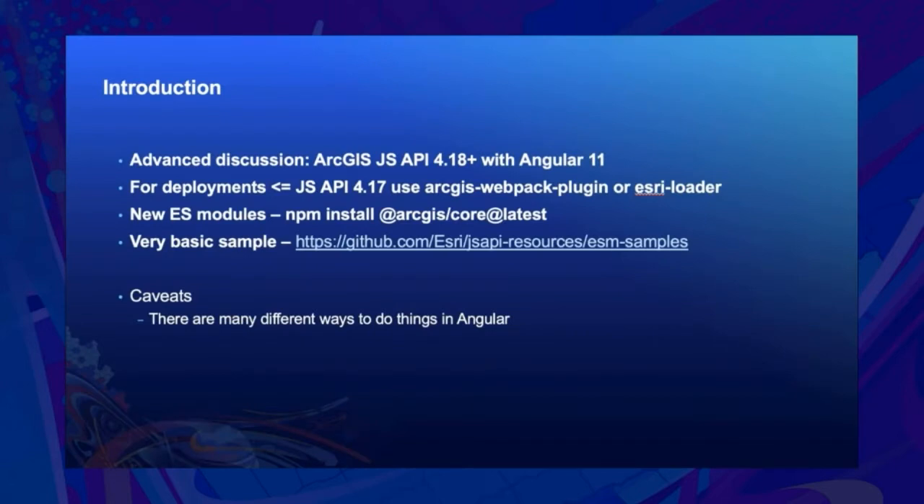This is an advanced discussion about using the JavaScript API version 4.18 and greater with Angular 11. If you are joining us today and using JS API versions 4.17 and older, then you will need to use the ArcGIS Webpack plugin or Esri loader. We won't be covering those libraries in this session. We will be using the JS API's new ES modules that were just released at 4.18.